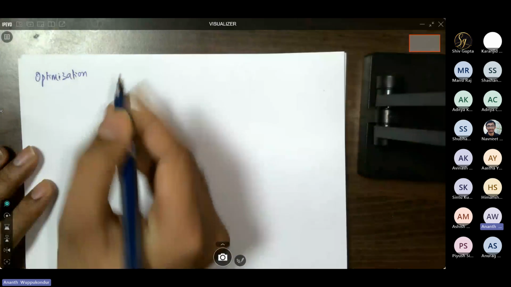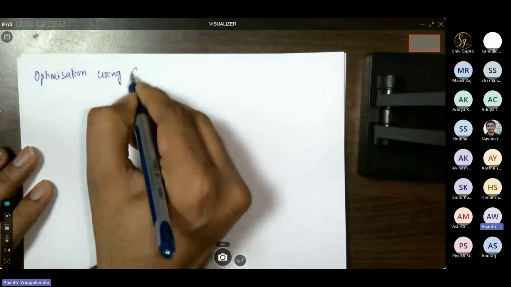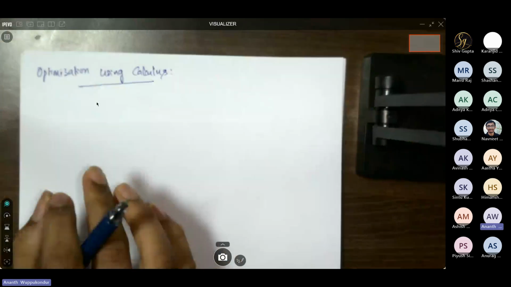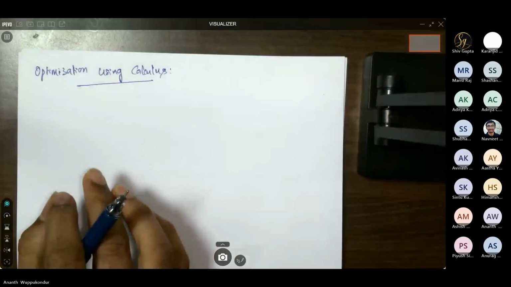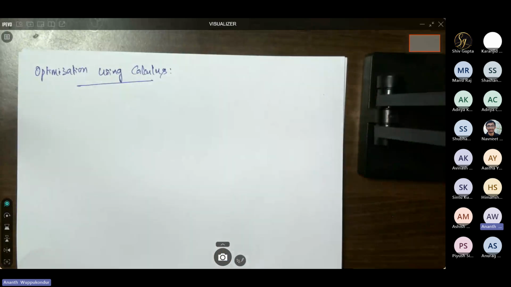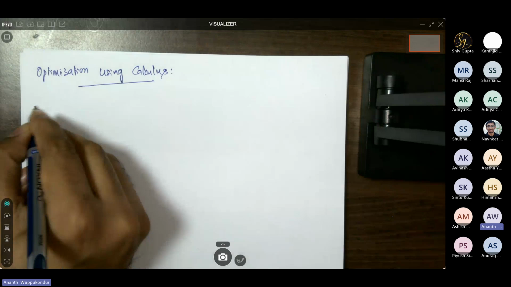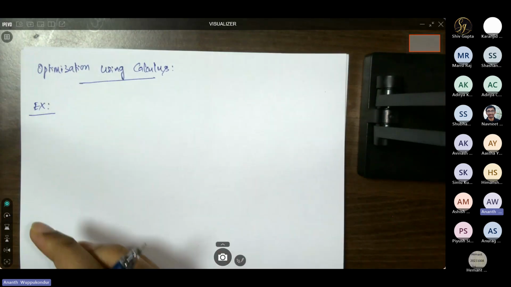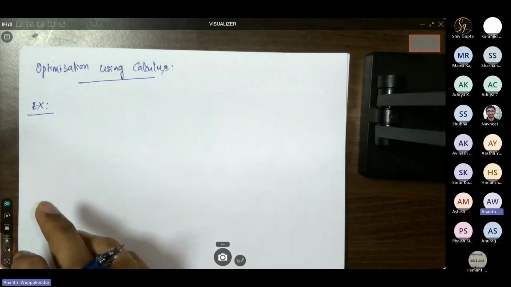So now let's get started with optimization using calculus. Before we get started on this, let us take an example so that you can relate more to what I'm talking about. I have an example problem that I'm going to write down here, and we will see how we solve this example using calculus.